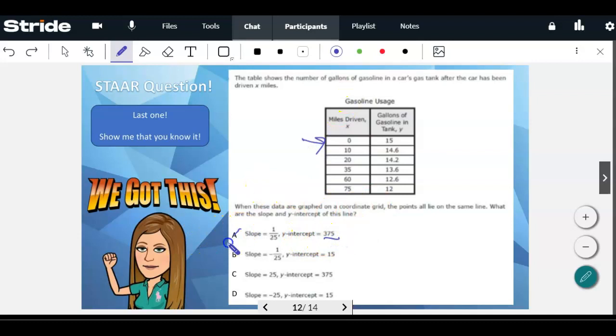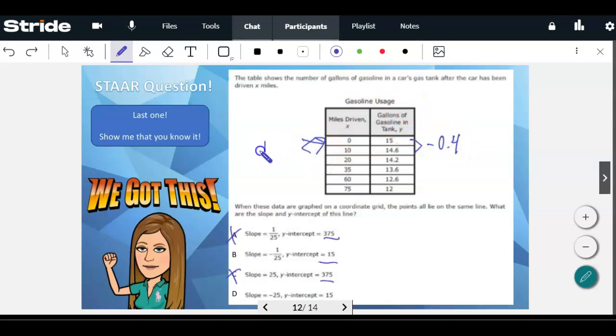So let's look at our answer choices. That says 375. Nope. This says 15. That's good. This one says 375 and D. So we've narrowed it down to B and D. So now we just need to figure out the slope. So we're going to do our change in y over change in x. So let's just look. When you go from 15, you can use your calculator, and it goes down. So it's going to be a negative 0.4 because it's getting smaller there.